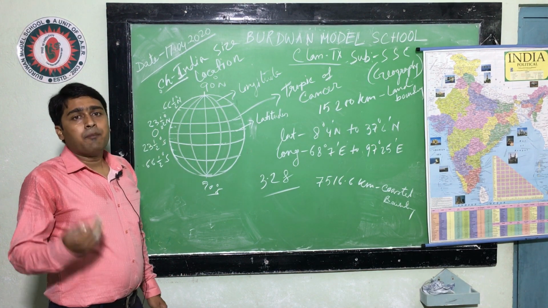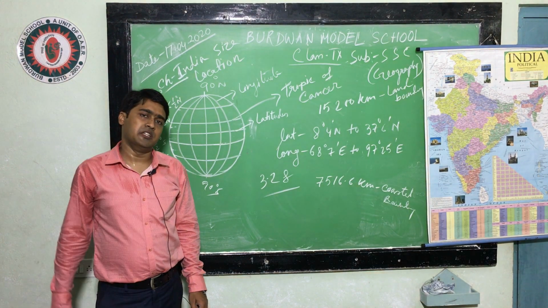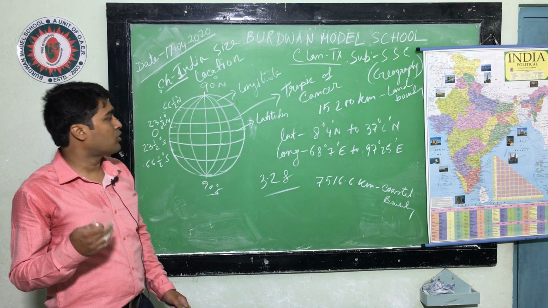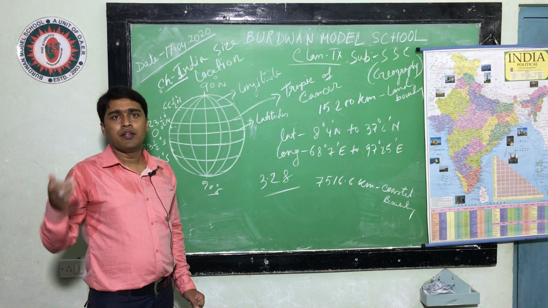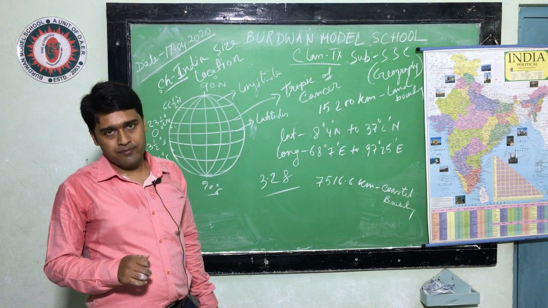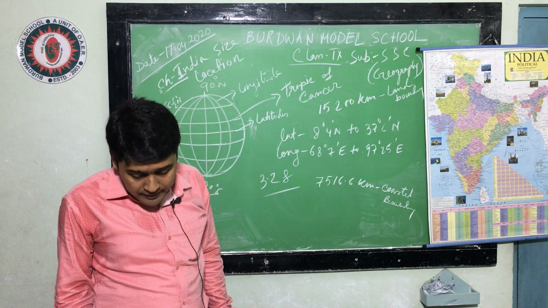We are also 5 hours 30 minutes ahead of GMT. GMT means Greenwich Mean Time. Greenwich Mean Time is considered 0 degree longitude. From there, India's time is 5 hours 30 minutes ahead. This is the important information.